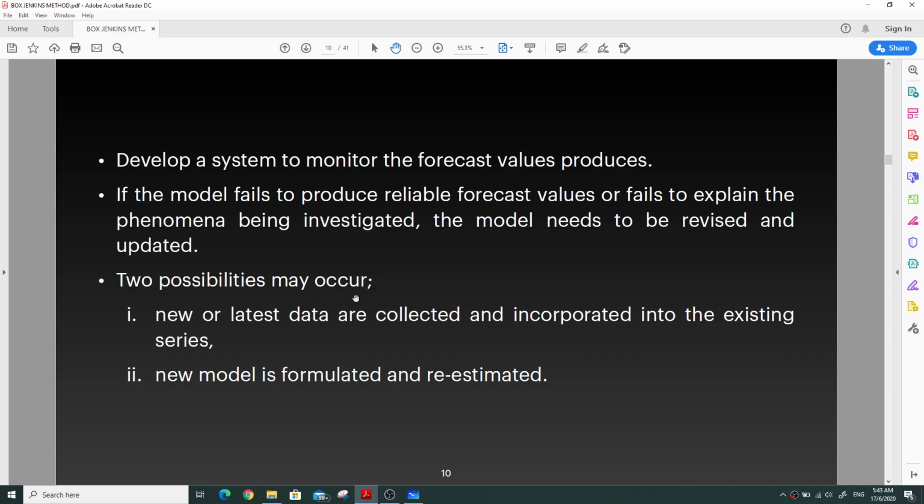So again, you have to remember, it's not necessarily the case that when you have the best model to forecast, it stops there. We need a system to monitor our forecast value.